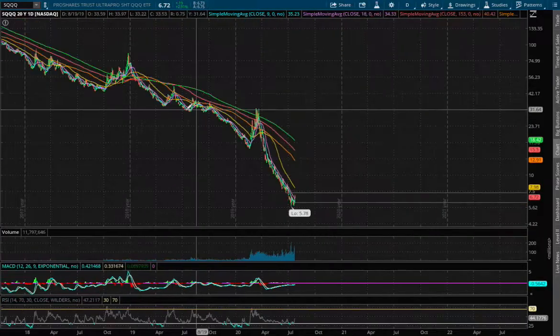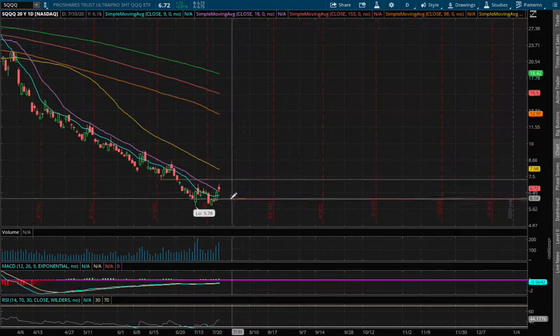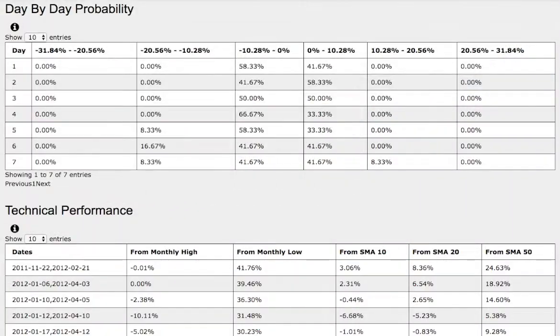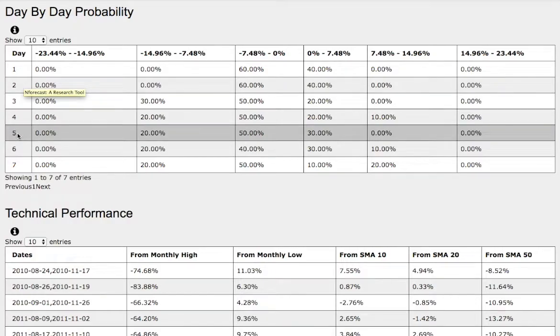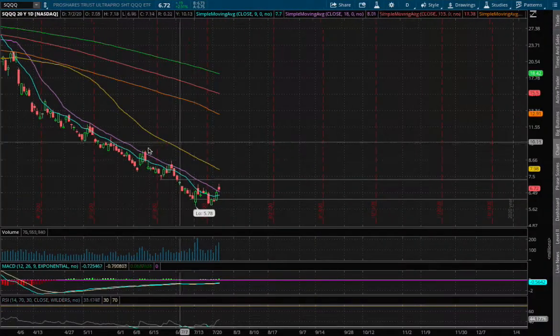As for the daily chart, the upper and bottom trading ranges are based on the day-by-day probability model, and if we progress to the 5th day or a week of trading, we have a 30% chance for it to climb between 0 to 7.5%, and to the downside a 50% chance for it to fall between 0 to negative 7.5%, and a 20% chance for it to fall between negative 7.5% to negative 15%. So we'll be using up 7.5% and down negative 7.5% as our support and resistance levels.